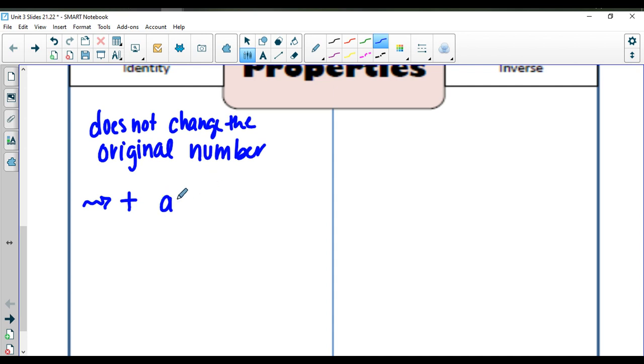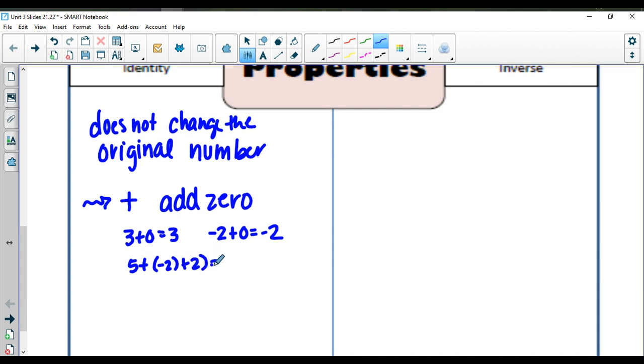So for addition, our identity property looks like adding 0. Now, that could be as simple as going 3 plus 0 equals 3, or -2 plus 0 equals -2. But it could also be something like if you had 5 plus a -2 plus a 2, because this is actually a 0, so this still represents the identity property.